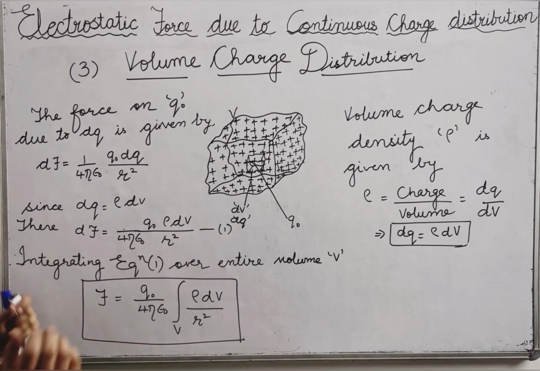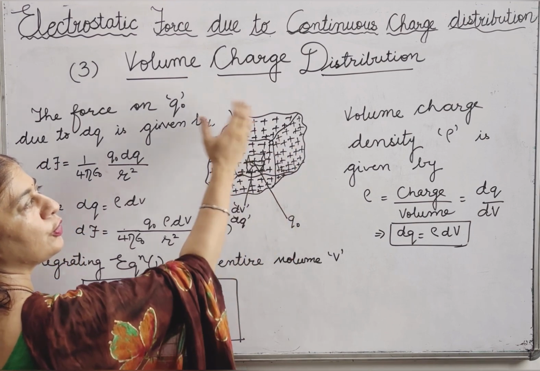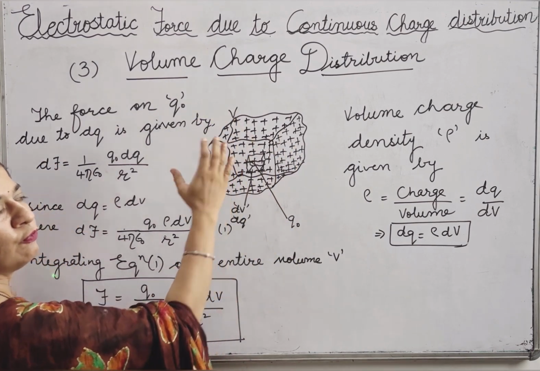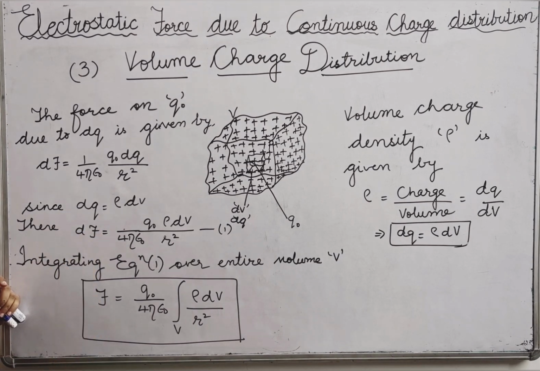Now we want to find out how much force is experienced by Q naught due to this entire volume. For that, we will integrate equation number 1. Integrating it over the entire volume, we will get the total force experienced by Q naught due to the volume charge distribution V, that is Q naught by 4 pi epsilon naught, integration over the entire volume V of rho dV by r square.